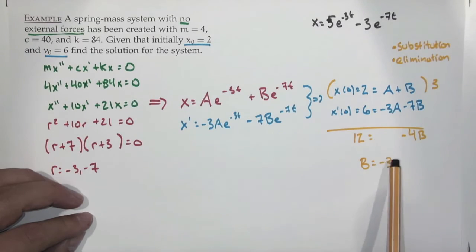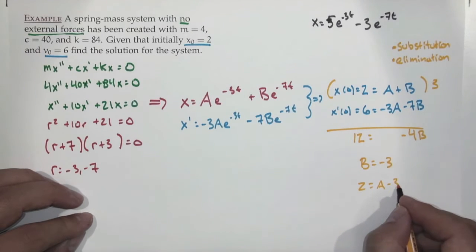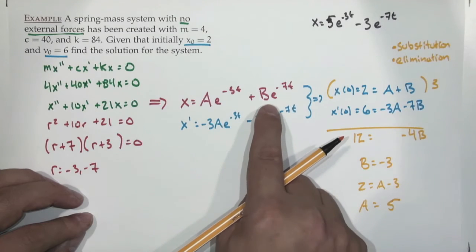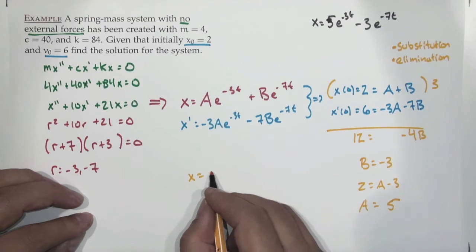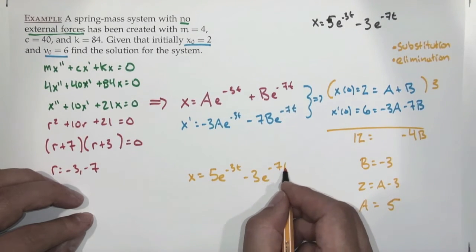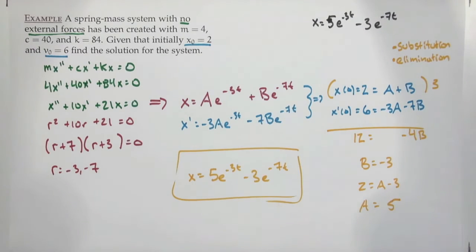Well, now that you know b, you can come back into the first equation and say, oh, 2 has to equal a minus 3. So what is a? 5. And so you know a, you know b, so you write it down. 5e to the minus 3t minus 3e to the minus 7t, and it works. Beautiful, beautiful.